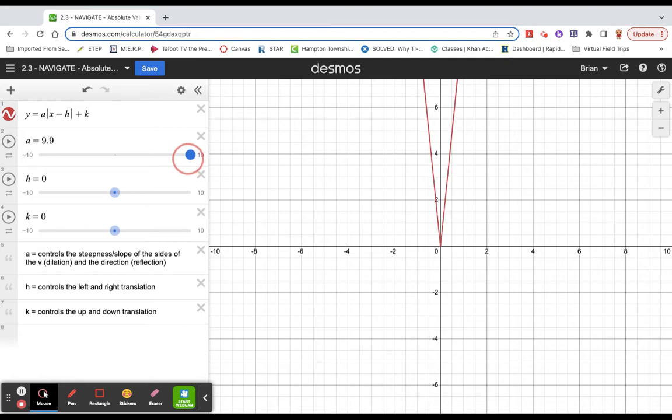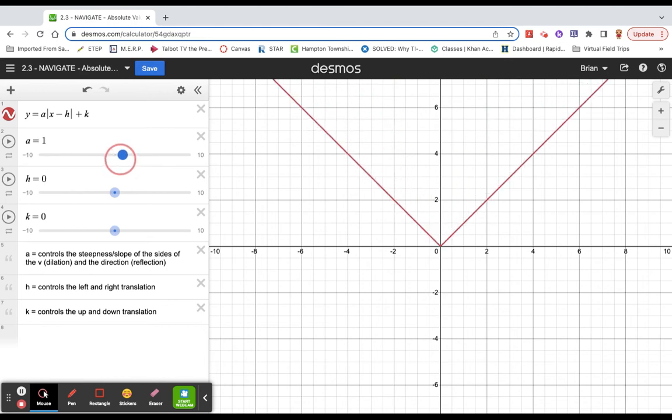The question is, are we able to quantify that change in the steepness? If I go back to the original parent function where a is equal to 1, I can see that right here I'm at the point 0, 0, and right here I'm at the point 2, 2. When I have those two spots, I can see that my slope is 1. That's what we talked about with the parent function, and that's still what's happening here.